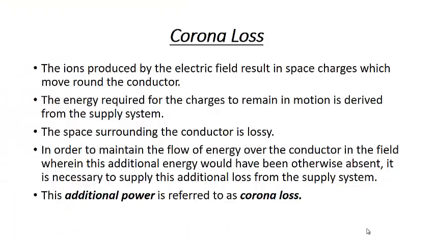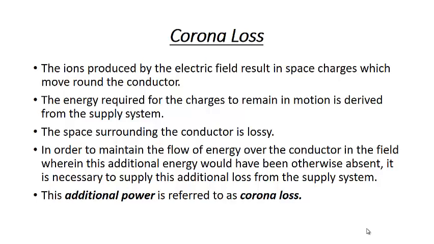In this class, we'll be discussing the loss which is associated with the corona. This type of loss is known as corona loss. As we know, the ions that are produced by the electric field form a space charge that moves around the conductor. This space charge requires some energy so that these charges remain in motion, and this energy is usually derived from the supply system.